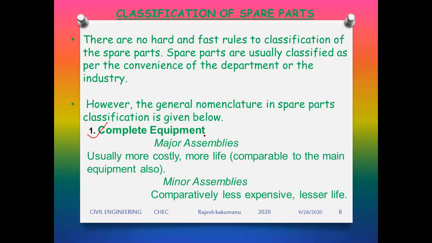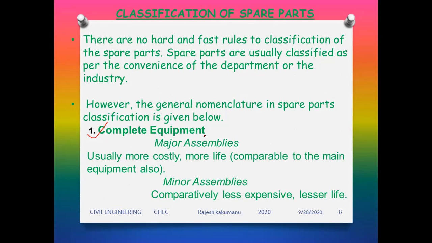So what is this complete equipment? For example, you are purchasing a cell phone. Then what is the meaning of complete equipment? Means cell phone, pouch, your scratch glass, charger, earphones, manual book, earplugs. So all these things together are nothing but a complete equipment for a cell phone.